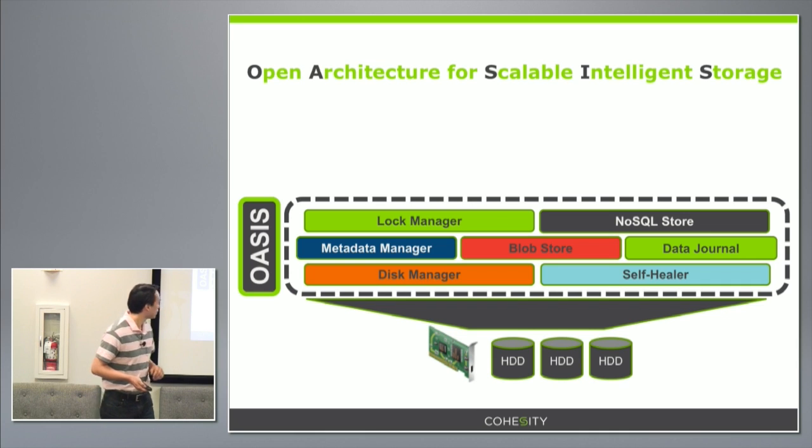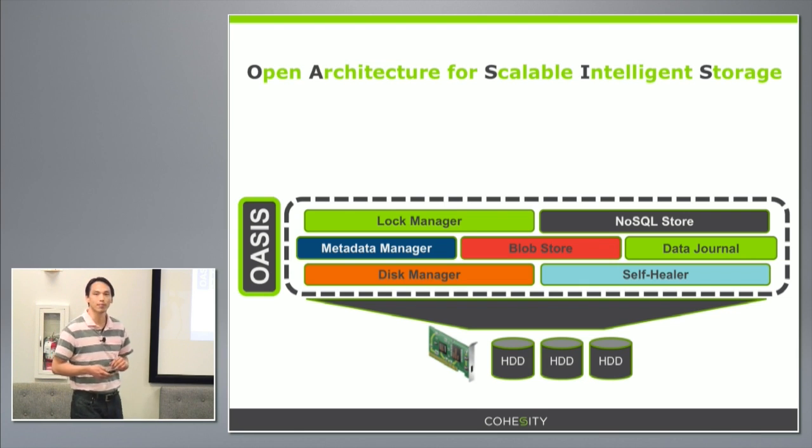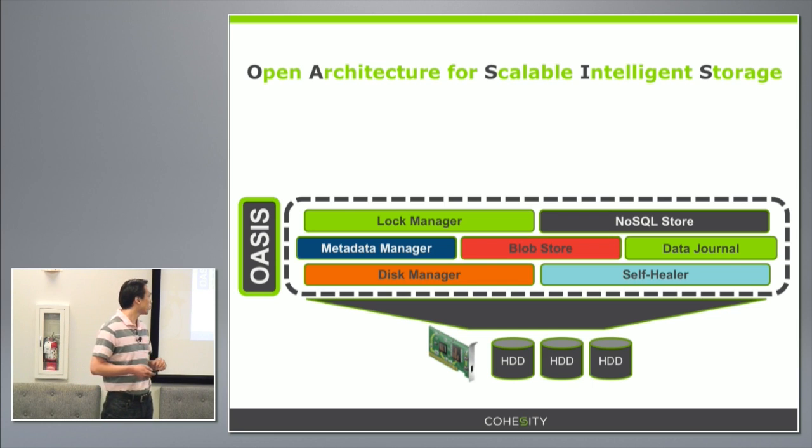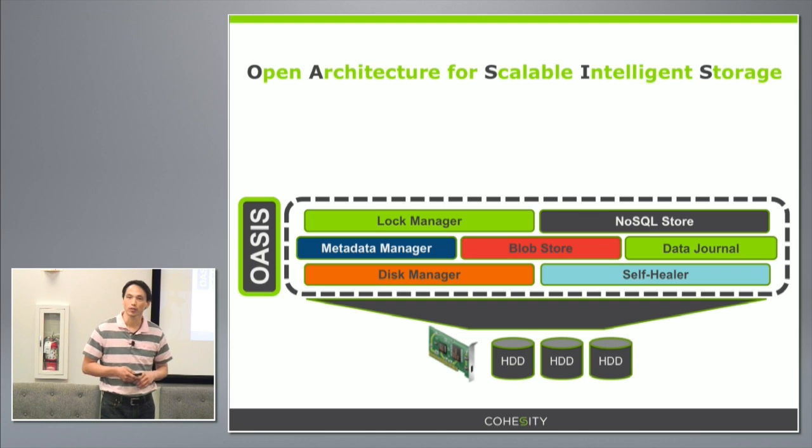A blob store. Can you guys see that? Blob store. This is managing file level data. A data journal. This is an SSD-backed journal to absorb random I/O. A disk manager. This manages writing to the non-volatile memory. And then a Selfhealer, which is a background process that does things like garbage collection.